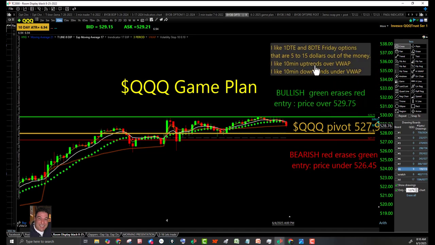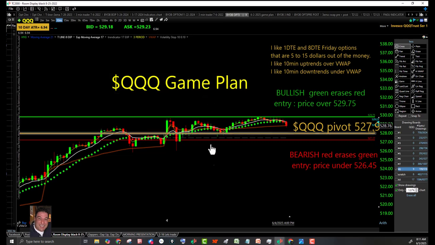Guess what? I like the same thing. I want those 10-minute uptrends over VWAP. I like those inside of a 2-hour uptrend, inside of a daily uptrend, inside of a weekly uptrend. Don't have the weekly uptrend, but I do have the monthly uptrend, and all of that over that all-time high anchored VWAP. Again, rare opportunity, QQQ and SPY, both of them. For QQQ, I like 1 DTE and 8 DTE, so 1 day till expiration and 8 days till expiration Friday options. Again, same thing, I like them on the multiple of 5: 525, 520, 530, 535. You get the picture, on the multiple of 5.